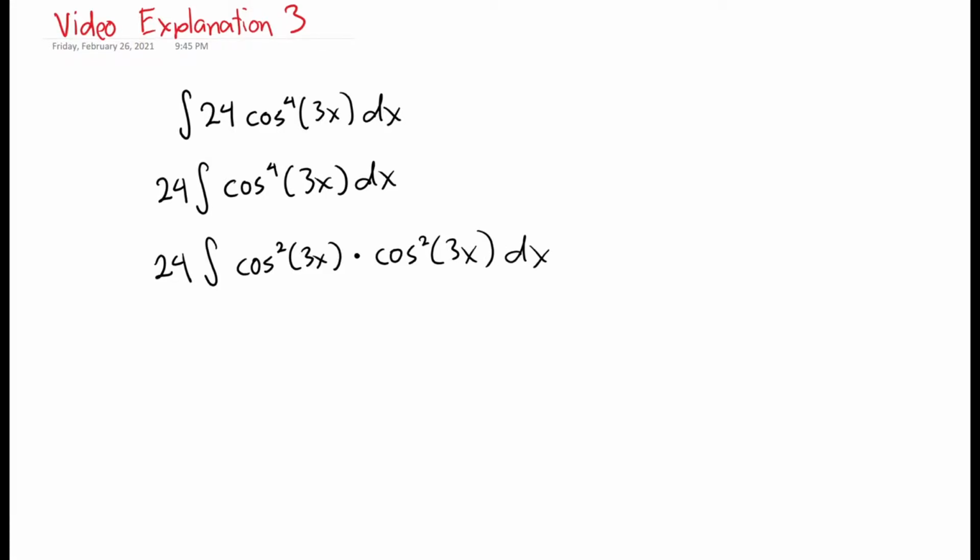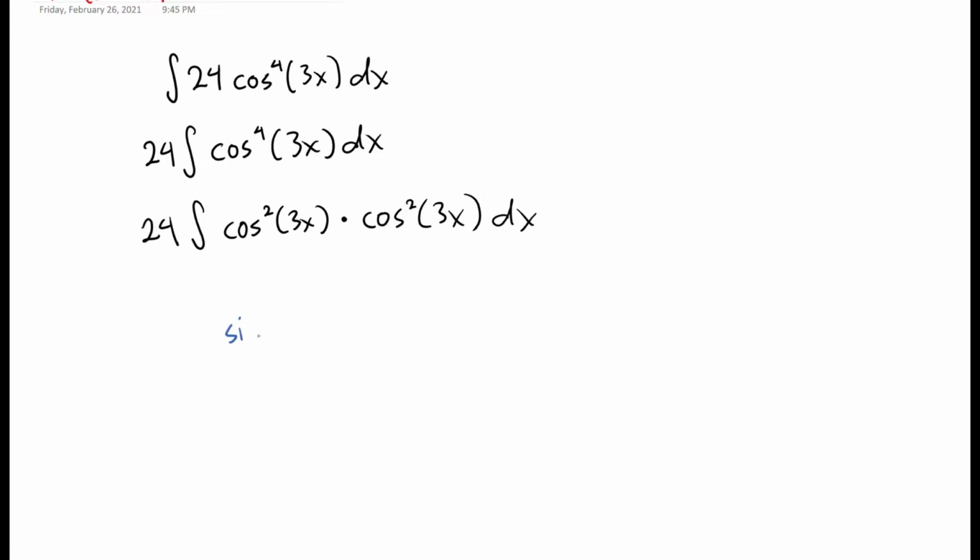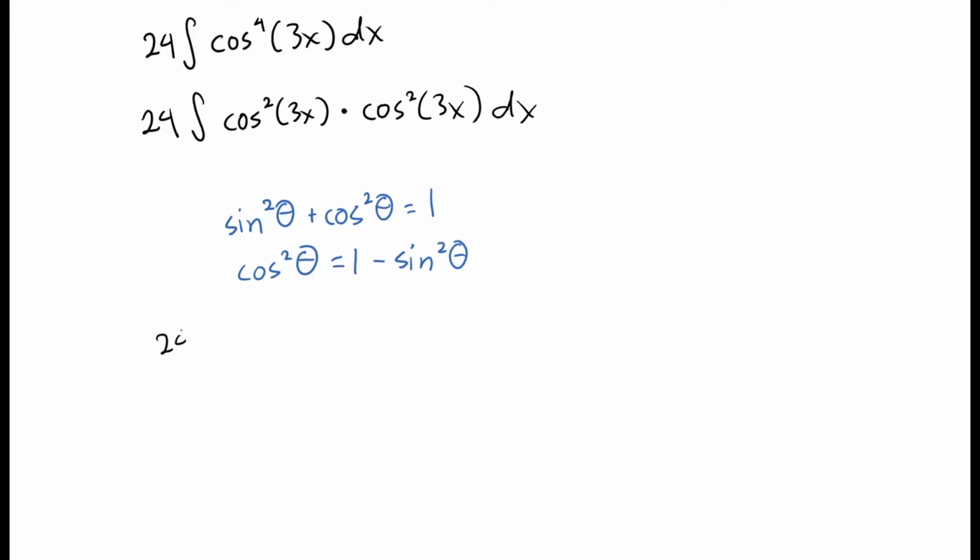And then what we can do is use the Pythagorean trig identity, where sine squared plus cosine squared equals 1. And then we can manipulate that equation to get cosine squared equals 1 minus sine squared. And then we can substitute 1 minus sine squared into one of the cosine squares in the integrand. So then we'll get 24 times the integral of 1 minus sine squared 3x times cosine squared 3x.